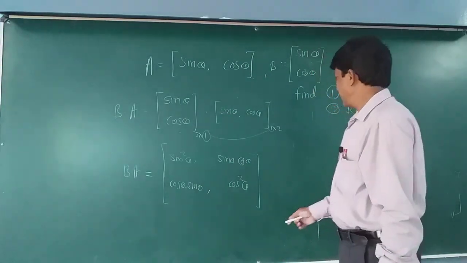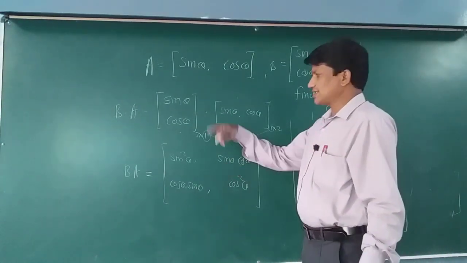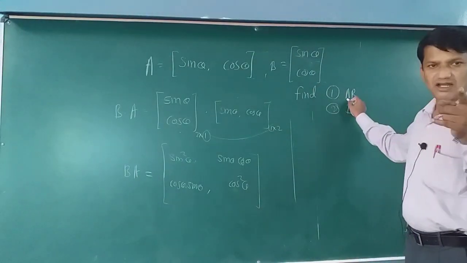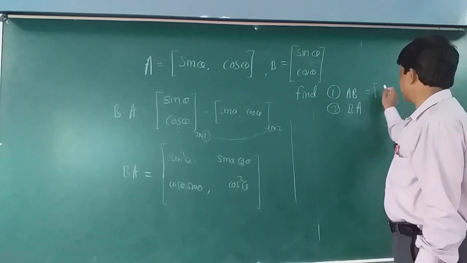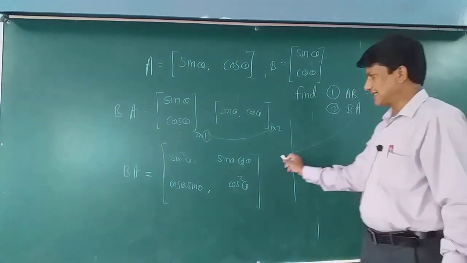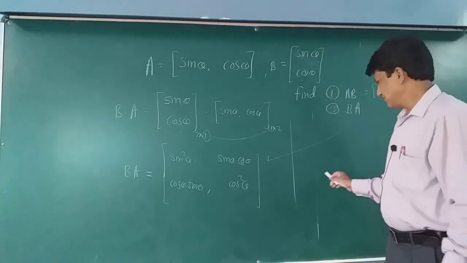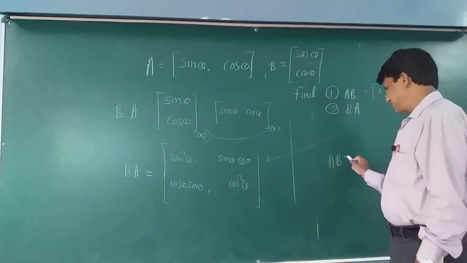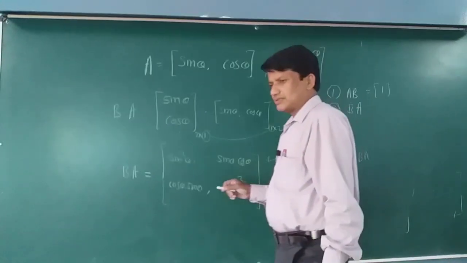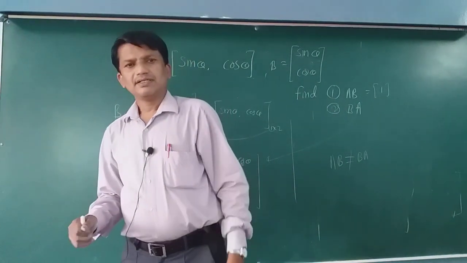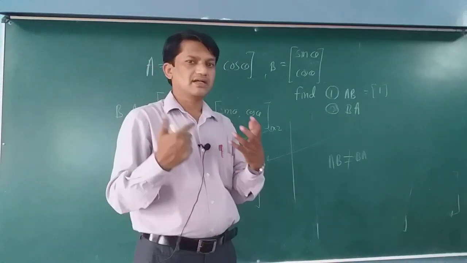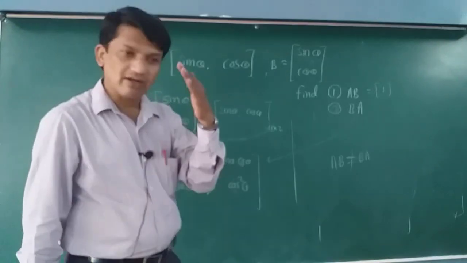Okay. Now in the first example, what was the answer of AB? The answer of AB was the matrix 1. But here BA is again totally different. Means we can say again AB is not equal to what? BA. Thus we have discussed our matrix topic considering some basic concepts in trigonometry.